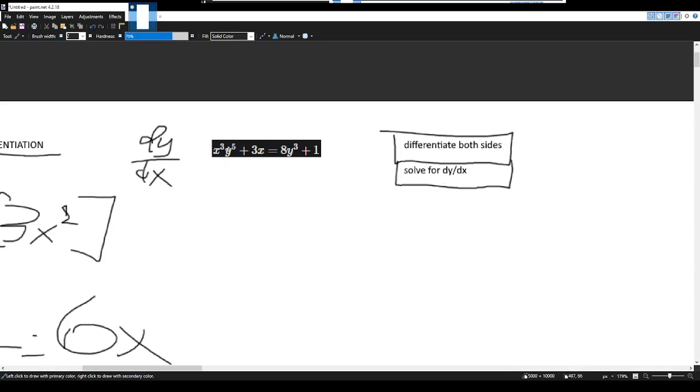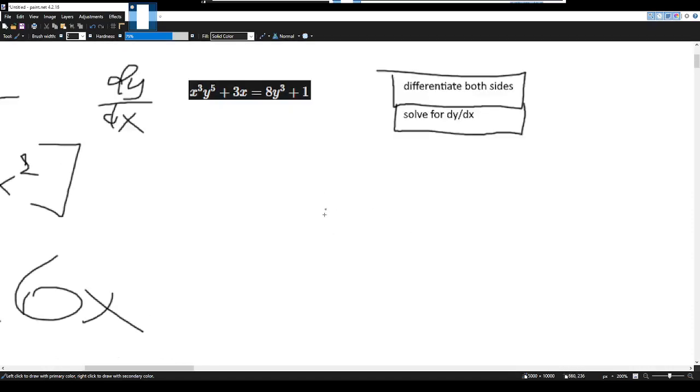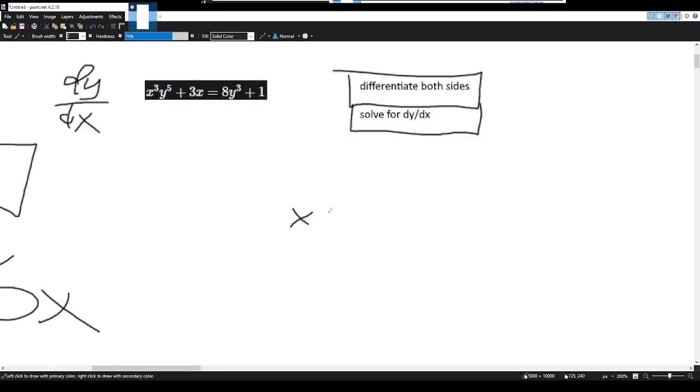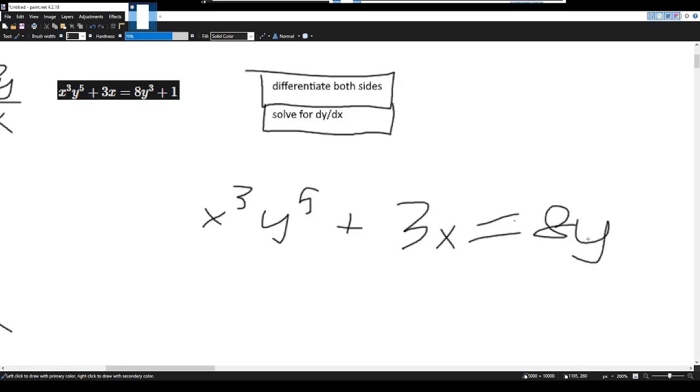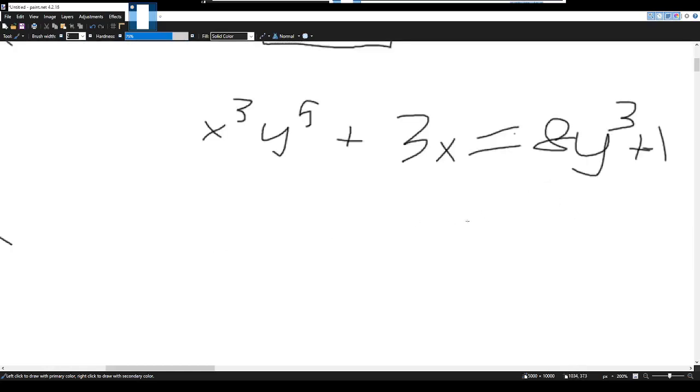x to the third times y to the fifth plus 3x equals 8y to the third plus 1. Okay, so I guess I should write this out. x to the third, y to the fifth plus 3x equals 8y to the third plus 1. So as always with these videos, the goal is not to give a detailed explanation. The goal is just to do a quick little refresher and hopefully jog your memory for this upcoming year of math. So let's differentiate each term.